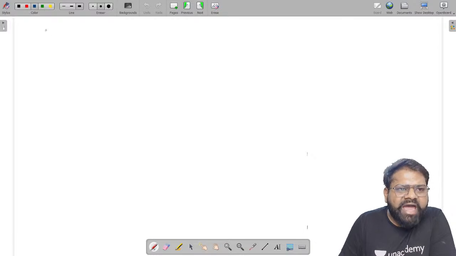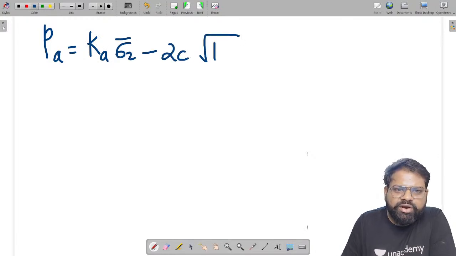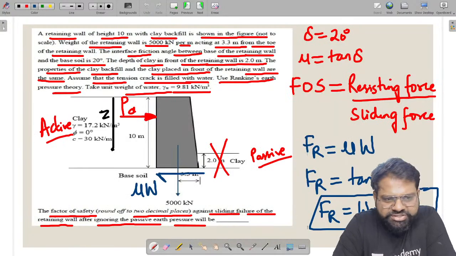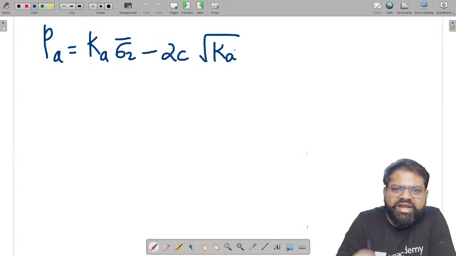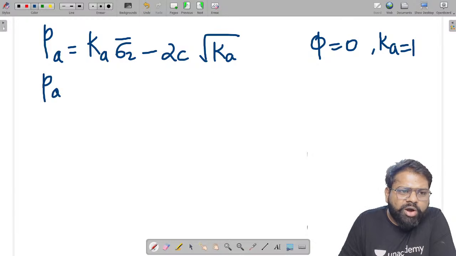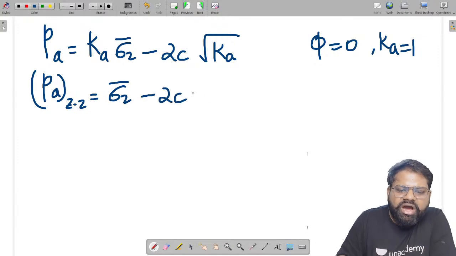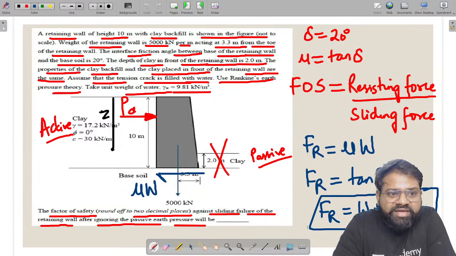As we know, the active earth pressure is equal to Ka into sigma Z bar minus 2C under root of Ka. This is the active earth pressure. Phi is given as 0, which means Ka is equal to 1. So the active earth pressure at depth Z comes out to be sigma Z bar minus 2C under root of K. Since the water table is not given, you don't have to consider the effect of the water table.